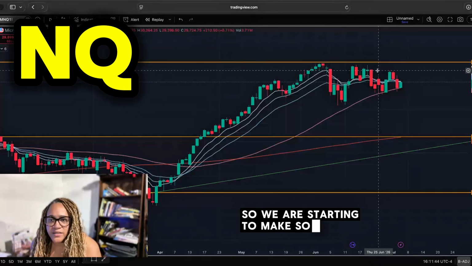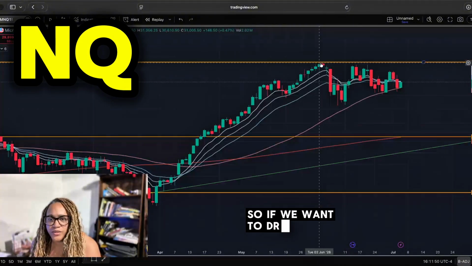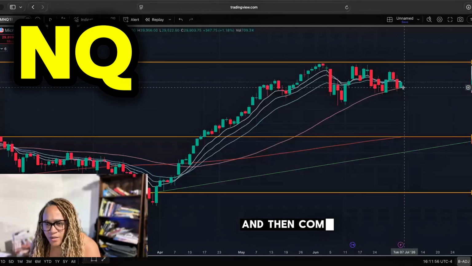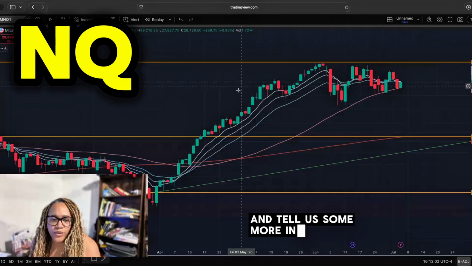So we are starting to make some lower highs, right? And this area is not so wide. So if we wanted to draw an arrow here, up, pull down, up, but we're not making too much of a higher high and then come down. The EMAs are starting to get closer and closer. So something's about to cross and tell us some more information.